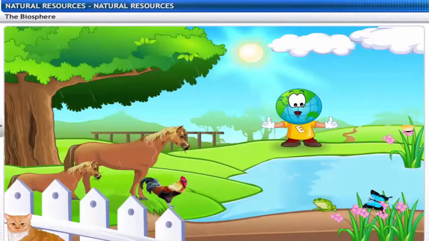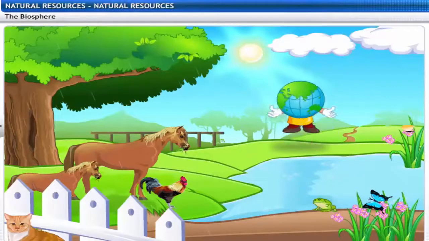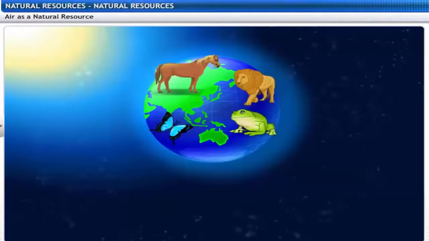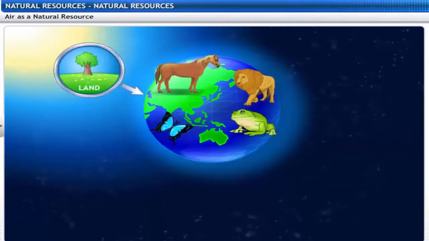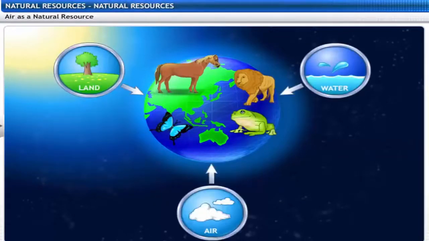Okay, so that means the biotic and abiotic components need each other, right? Living organisms need air, water, and soil to live. The biotic component utilizes natural resources like land, water, and air to survive. Let's look at air as a natural resource.